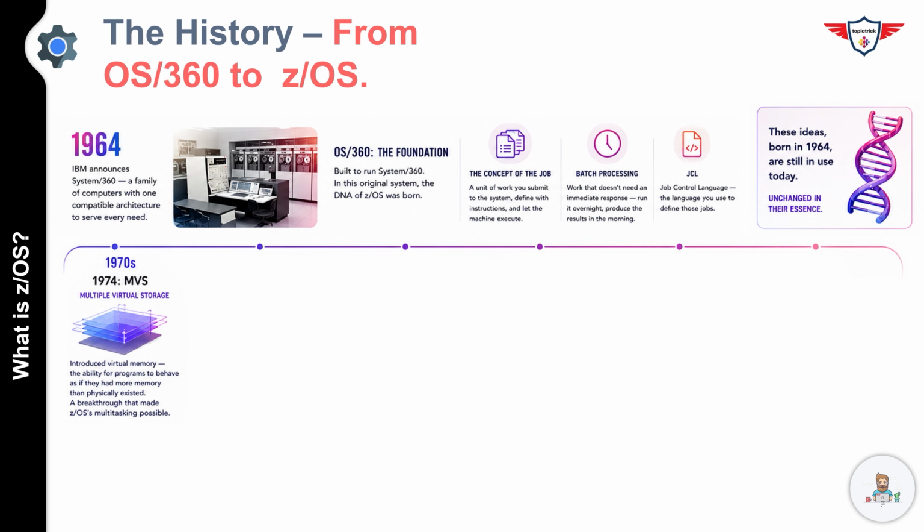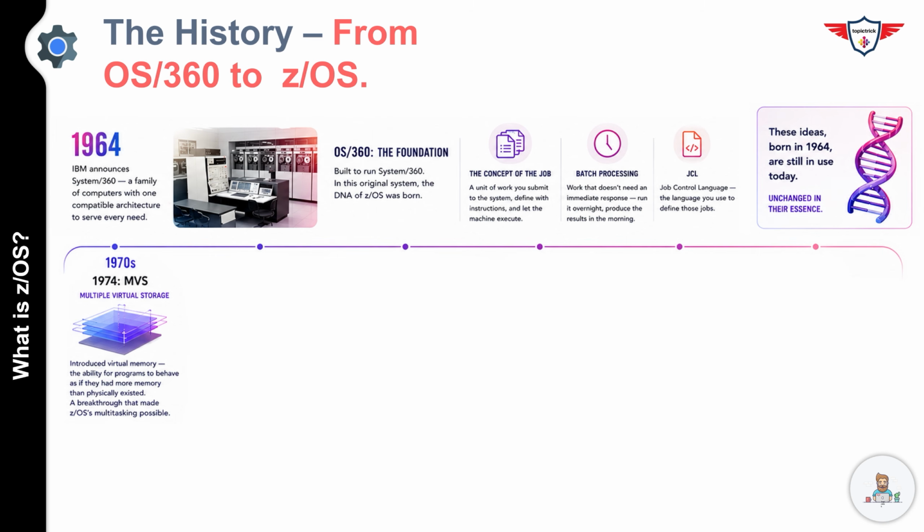This was a revolutionary step because before System/360, every computer was essentially on its own. Software written for one machine did not run on another, and IBM changed that. And with that, it changed the industry.